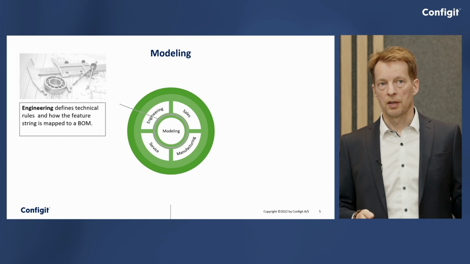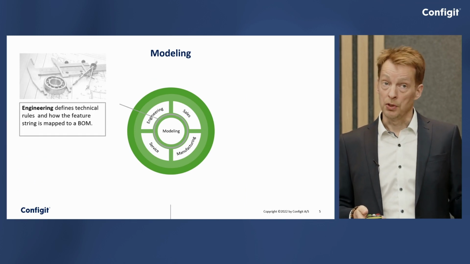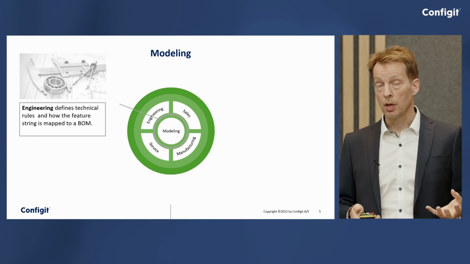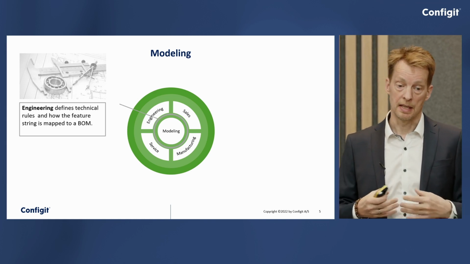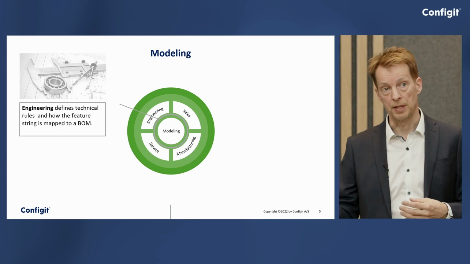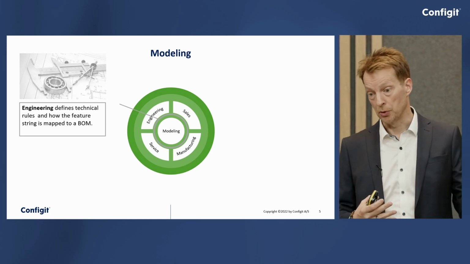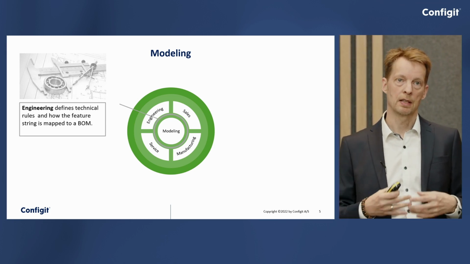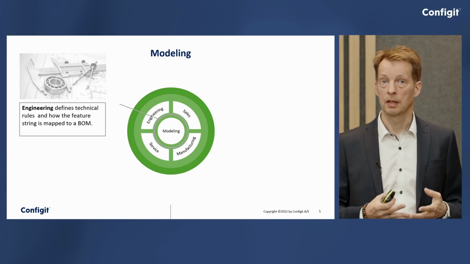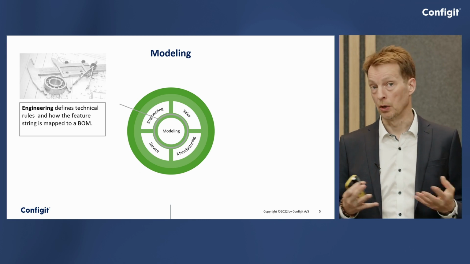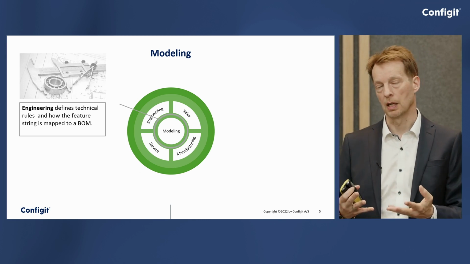So where do these models come from? Where do the rules come from? Well, the rules come from the engineering aspect of the product. What is technically possible? Can we have that feature together with that feature? If I choose that, I cannot have that, or I must have that. From a purely engineering perspective, will it work? Then you can allow it. If it will not work, you have to put rules in to disallow it.